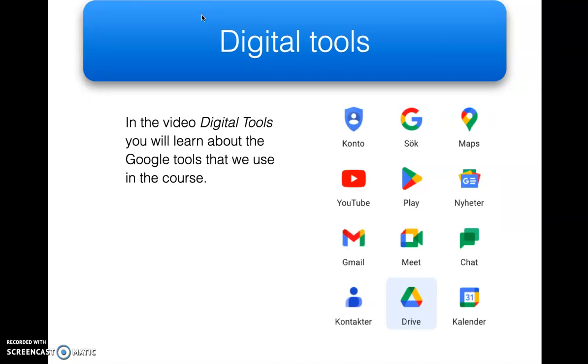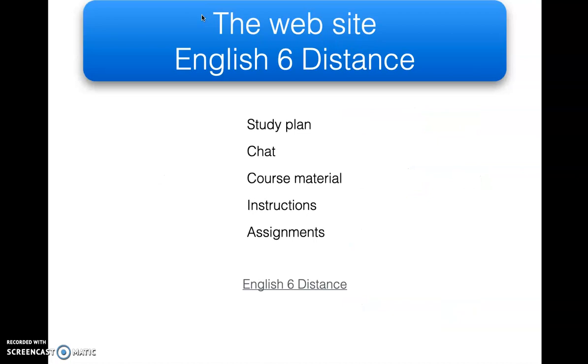This is a digital course and you have to use digital tools, and there will be a video called Digital Tools in which you will learn about the Google tools that we use in the course. The most important part of this course is the website English 6 Distance. Here you find a study plan, you find a chat, and all the course material, all instructions and assignments. And we are going to take a look at this website right now.